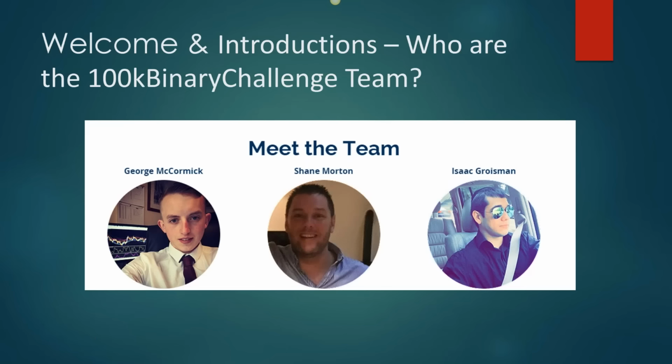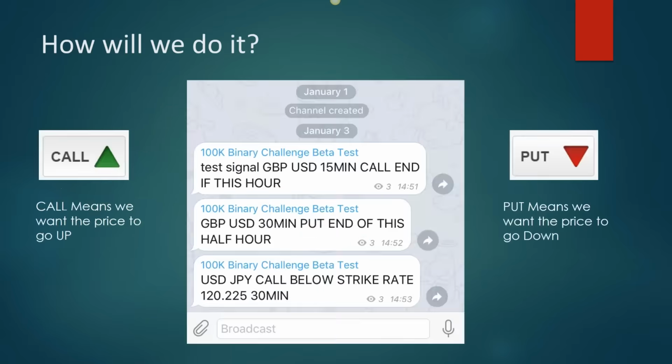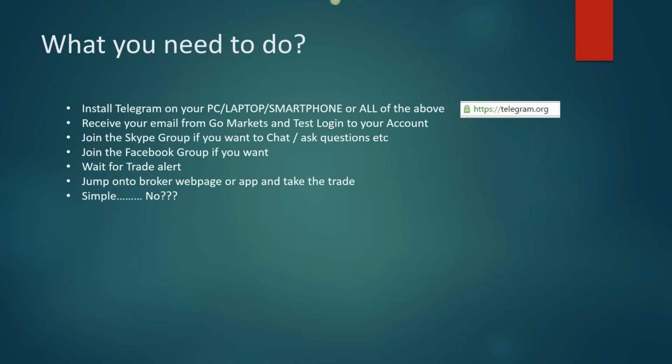So what do we need you to do? Very simple. Install Telegram on your PC, laptop, phone, smartphone, or all of the above, whatever you want. Receive your email from Go Markets and log on to your account tomorrow morning. Tomorrow morning, London session, when you wake up, depending on where you are in the world, you should have an email from Go Markets. I hope everyone does, or it's going to be fun.